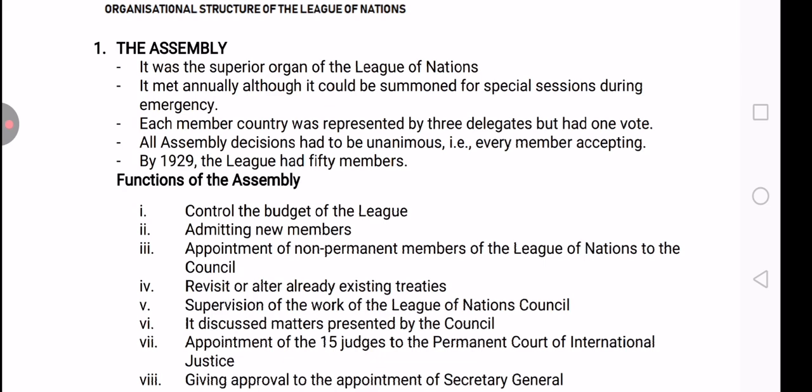So I don't think we have to waste time on learning everything that has been written here, but what we are supposed to know here is about the functions from here. So we have to understand the functions of the Assembly. That is the most important thing as far as the League is concerned.